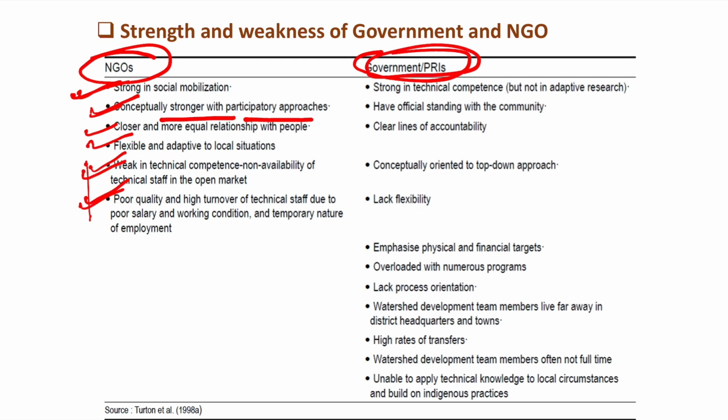देन गवर्नमेंट ऑफ इंडिया का देख लेते हैं. मतलब गवर्नमेंट इनिशिएटिव अगर होगा तो क्या होगा वहाँ पे? स्ट्रॉन्ग इन टेक्निकल कॉम्पिटेंस. गवर्नमेंट जो अपॉइंट करेगा कहीं पे वाटरशेड करने के लिए, तो वहाँ पे सिविल इंजीनियर्स या फिर जो भी वाटरशेड मैनेजमेंट जो कोर्स करते हैं, मतलब हायर स्टडी कर रहे होते हैं, उनको अपॉइंट करेगा, तो वो टेक्निकली बहुत साउंड होंगे. Then have official standing with community. Clear lines of accountability, गवर्नमेंट के तरफ से जो लोग आएंगे काम करने के लिए उनको एक अकाउंटेबिलिटी रहेगा, उनको आंसर देना पड़ेगा to the higher authorities of governments.